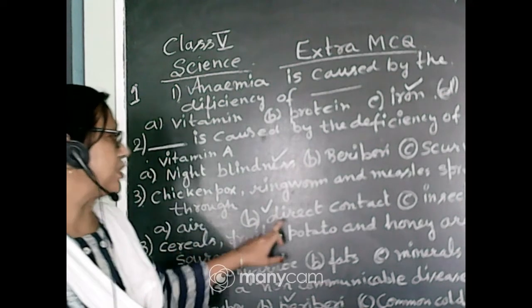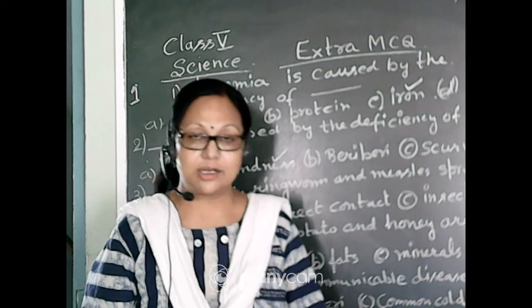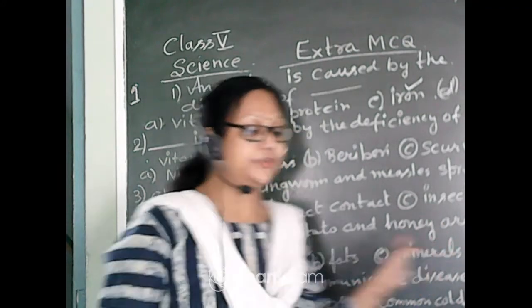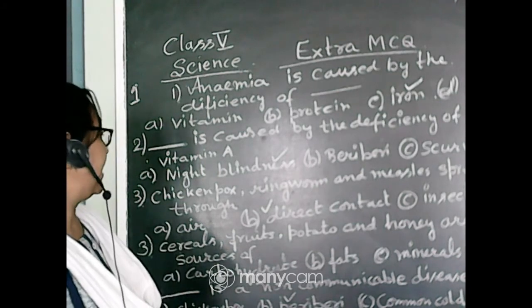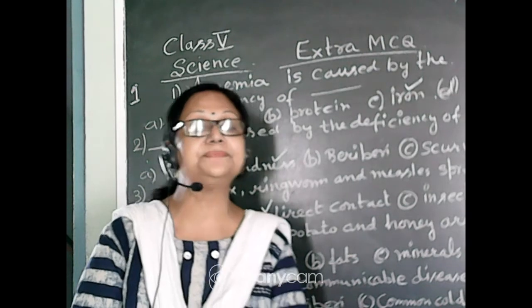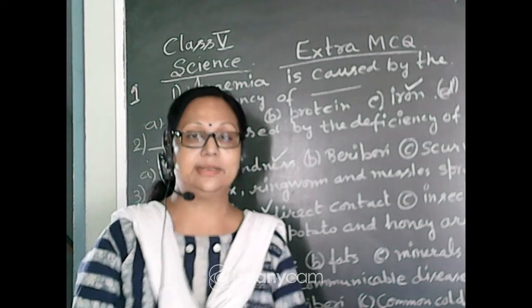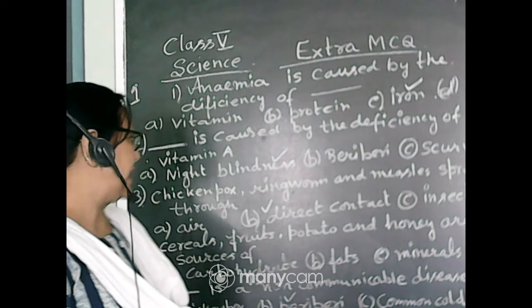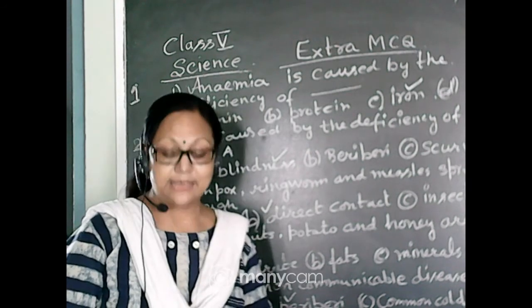Okay, now the next, third question you will see: chicken pox, ringworm, and measles spread through air, direct contact, and insects. So again you are getting three alternatives. Maybe you will get four alternatives, but here we are giving three because of shortage of space. We know chicken pox, ringworm, and measles are all communicable diseases, and they come to us through direct contact. So direct contact is the correct answer. Chicken pox, ringworm, and measles all spread through direct contact.